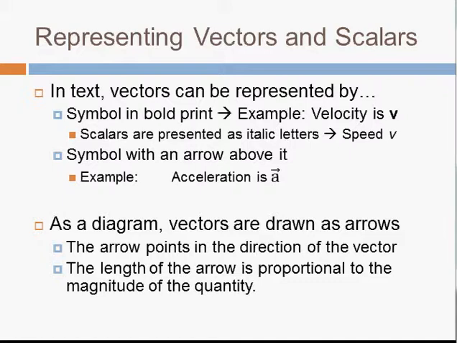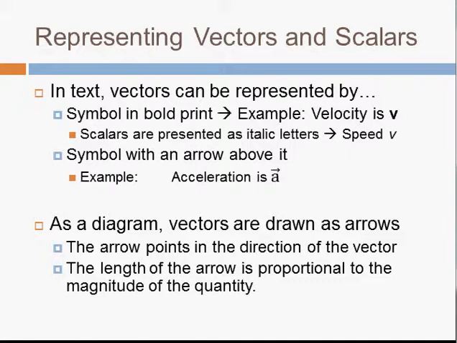For instance, you might see velocity represented by a bold V. On the other hand, if it's a scalar, they are actually represented by an italic letter. So notice speed is an italicized V. So bold is vector, italicized is scalar. Another way you can represent a vector is by putting an arrow on top of it. So, for instance, you might see acceleration like this. It's the letter A, but it has a little arrow drawn on top. Anytime you see the arrow, that means it's a vector quantity.